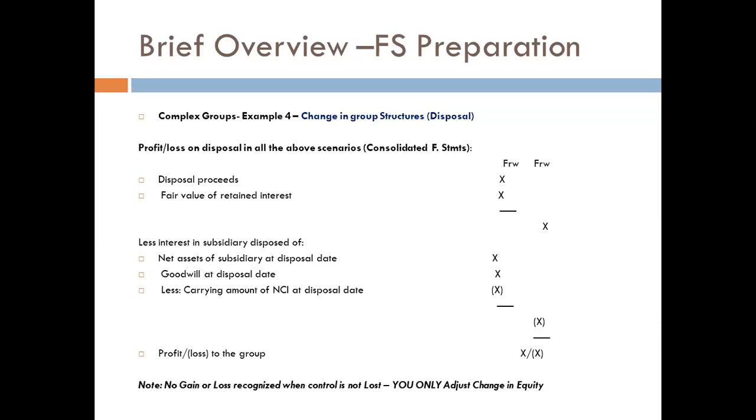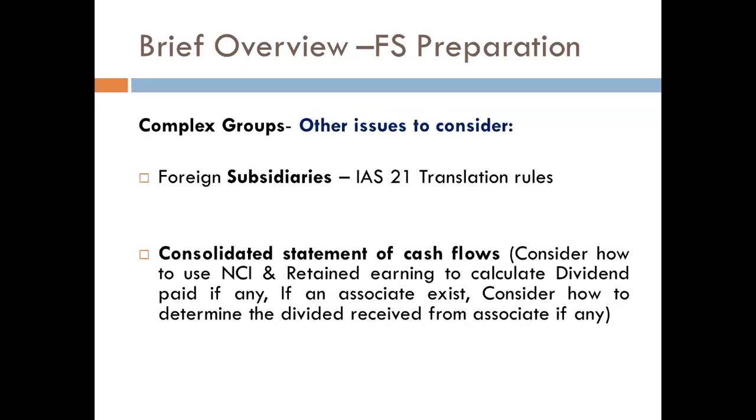gain or loss. So this formula is used when there has been loss of control, either creating an associate, or creating a trade investment, or remaining with nothing at all. In that case, you will calculate gain or loss. Since you didn't lose control, you just look at the change in equity and the change in non-controlling interest, but no gain, no loss is recognized. So that is a point to note in this case.